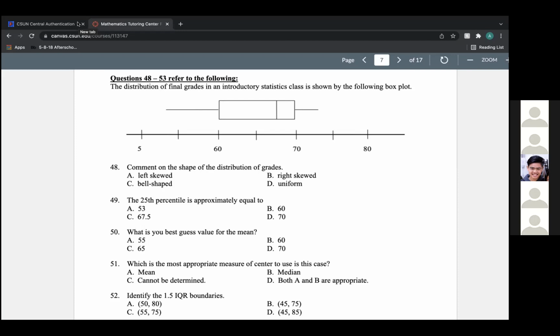And since it's left skewed, because we have skewed data, we certainly would like to use the median rather than the mean. So the answer would be B.